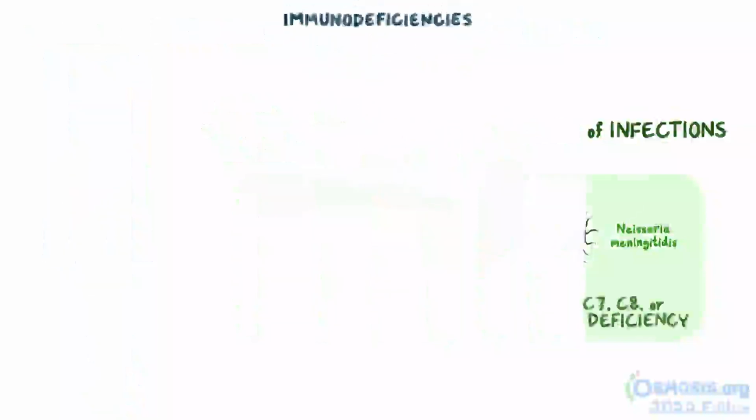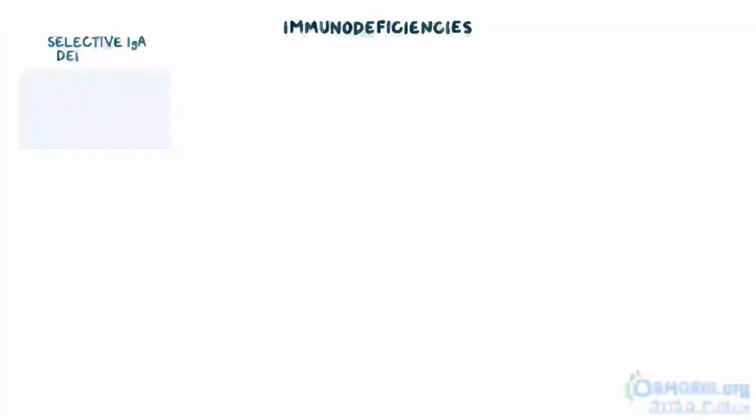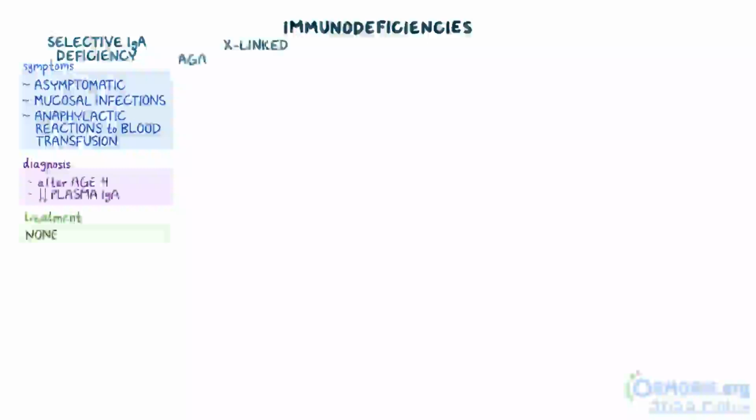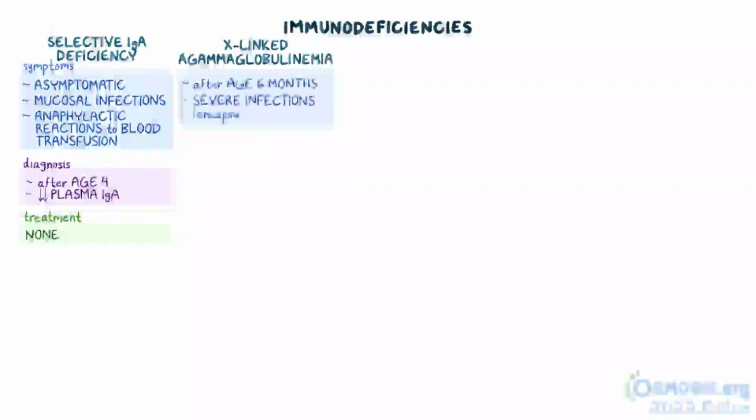Alright, as a quick recap, selective IgA deficiency is usually asymptomatic but may present with mucosal infections or anaphylactic reactions to blood transfusion. Diagnosis is made after the age of 4 years based on low plasma IgA levels. No treatment is available.